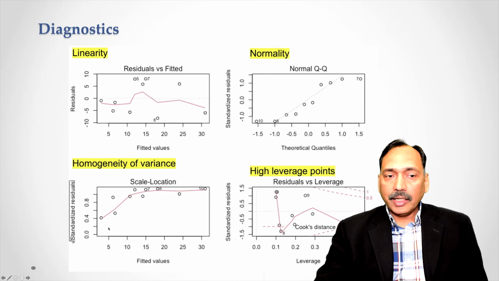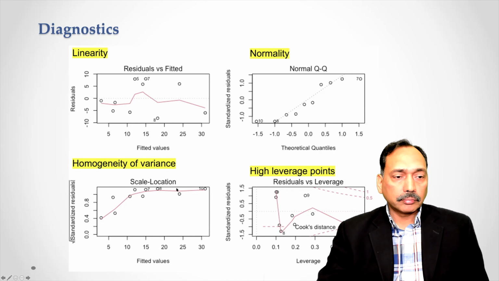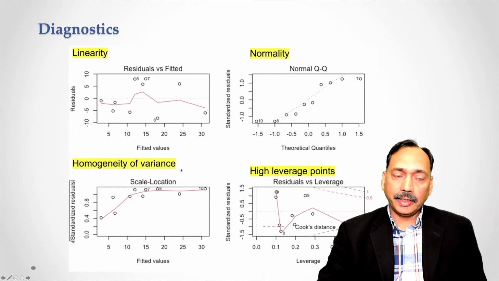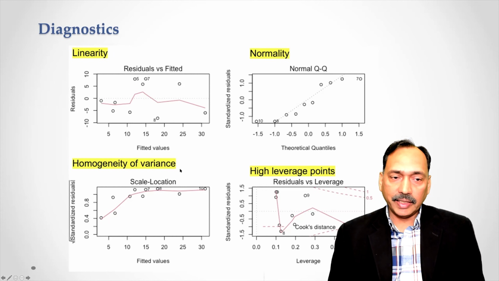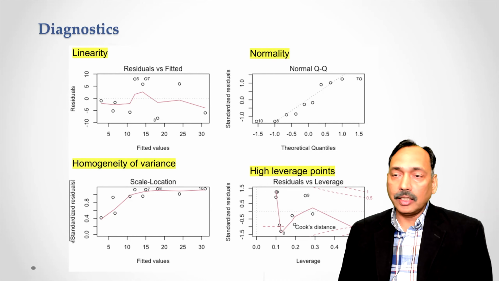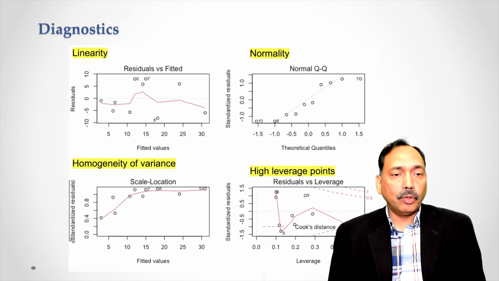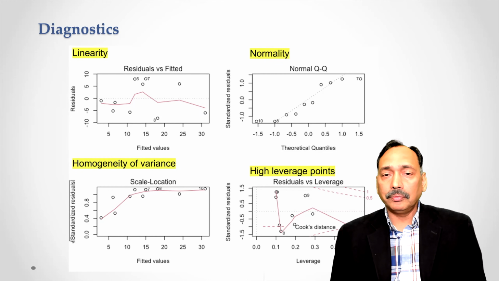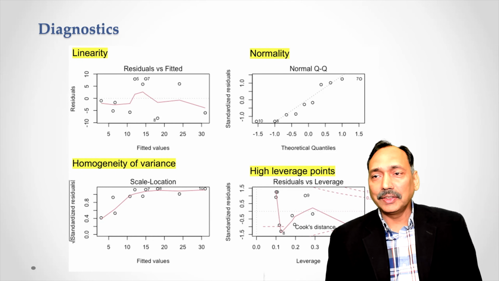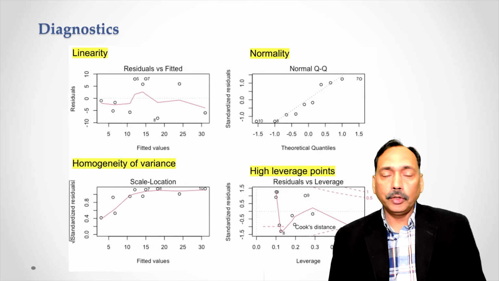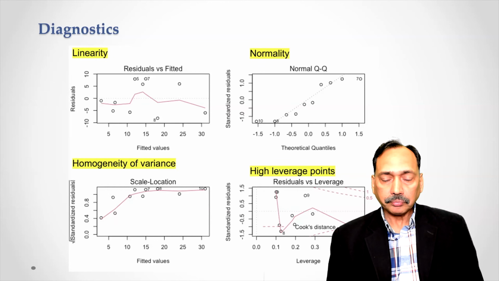The third graph is for scale location, and it also helps to understand homogeneity of variance. So whether there is any obvious pattern that we see with the square root of standardized residuals against fitted values. Another name for homogeneity of variance is homoscedasticity. So that's another name which is used. So that's one of the assumptions for using a linear model.